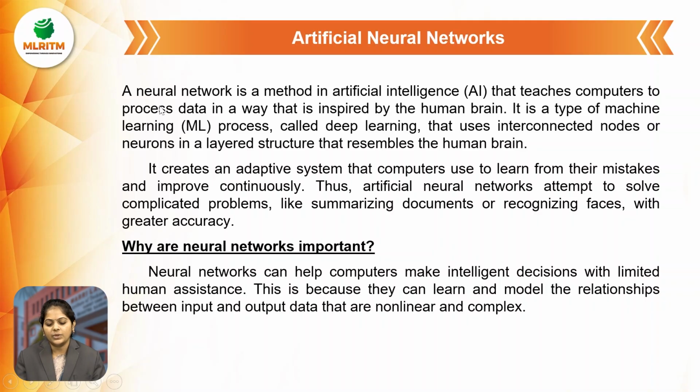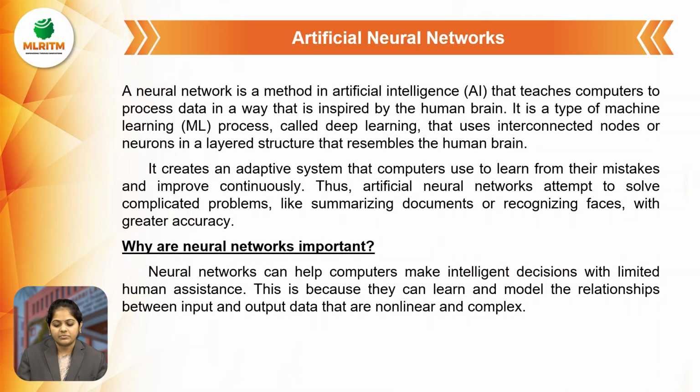A neural network is a method of artificial intelligence that teaches computers to process data in a way that is inspired by the human brain. So, let's see how a human brain works in certain situations. In the same way, we create the artificial neural network so that it will work like a human being, and it is a type of machine learning process called deep learning.